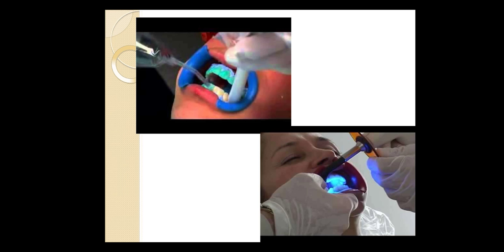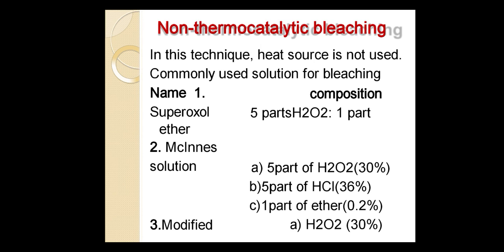This is a diagram showing an in-office thermocatalytic bleaching technique. Here the xenon or normal diode light is used for activating the gel, superoxol gel or hydrogen peroxide solution. As you can see in this diagram, there is also a gingival barrier above the cervical level of the teeth, a tissue protector.